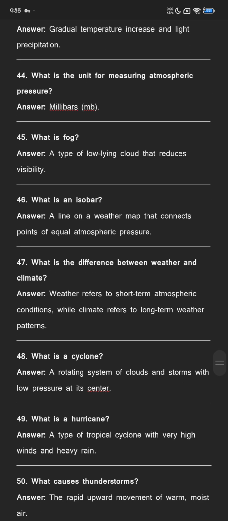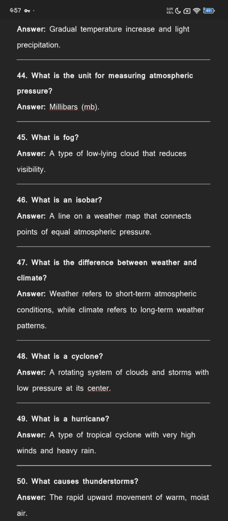What is fog? A type of low-lying cloud that reduces visibility. What is an isobar? A line on a weather map that connects points of equal atmospheric pressure. What is the difference between weather and climate? Weather refers to short-term atmospheric conditions, while climate refers to long-term weather patterns.